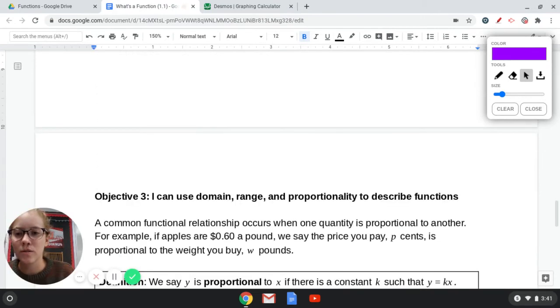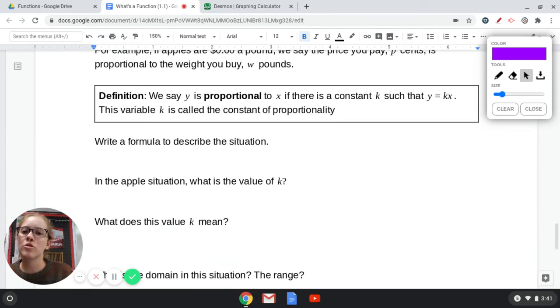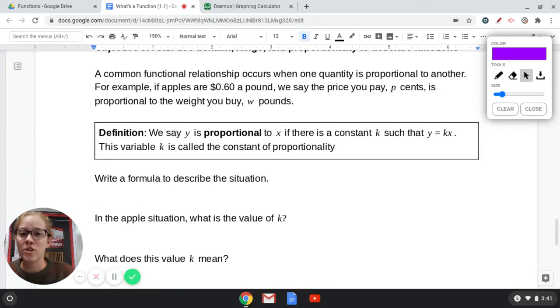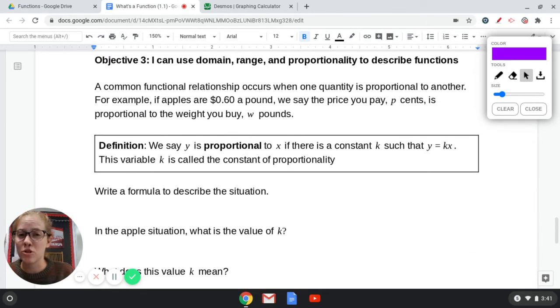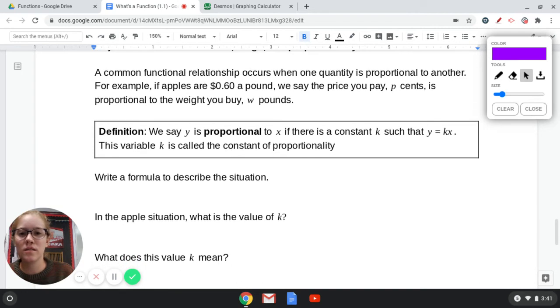Cool. So let's go on. Let's talk about proportionality. So the problem we just did with the carrots, that was proportional because y is proportional to x if there is a constant k, so k is any number, such that y equals kx. In our problem with the carrots, that k was 2.50. And the variable k is called the constant of proportionality. That just means that x and y are related by a certain rate.